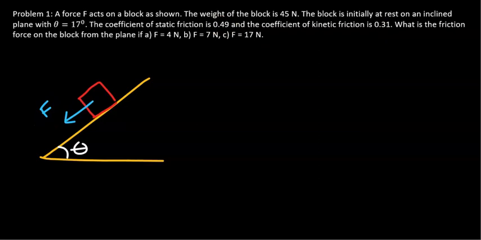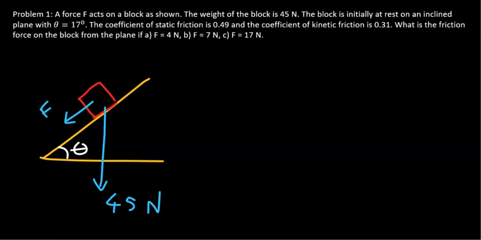Now, the first step is to determine under each of these forces separately if the block will move. So let's first sketch the free body diagram. The force F is shown. The other force that acts on this block is its weight that is acting vertically downward, and that is 45 newtons. We also have friction that is opposing the motion. So let's label the friction that way.